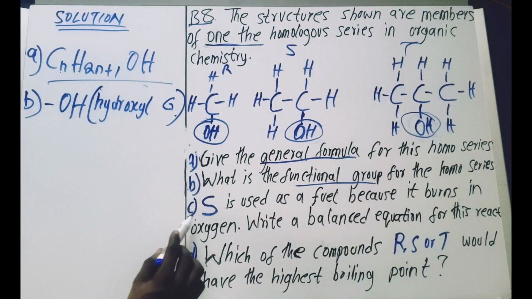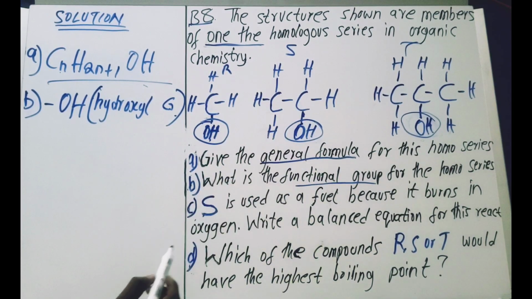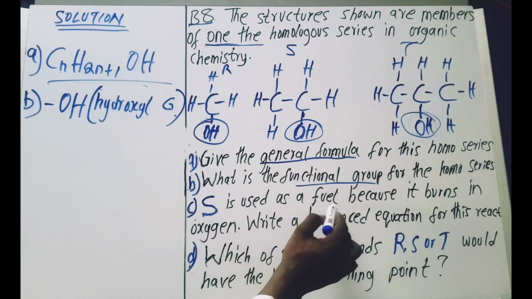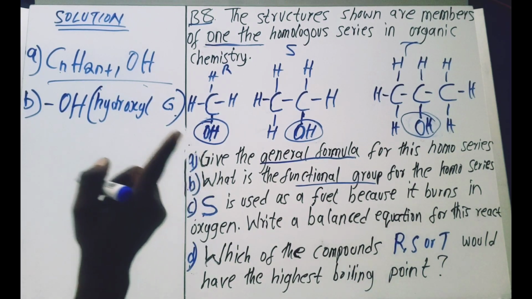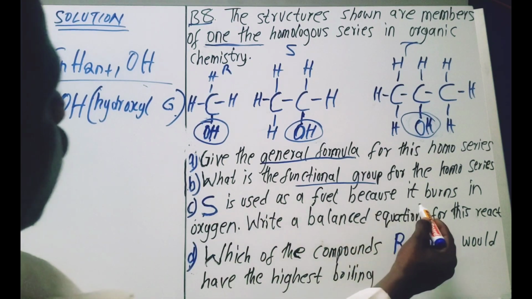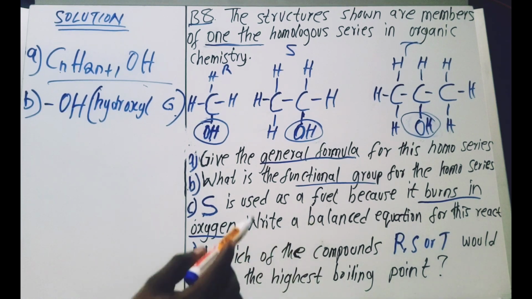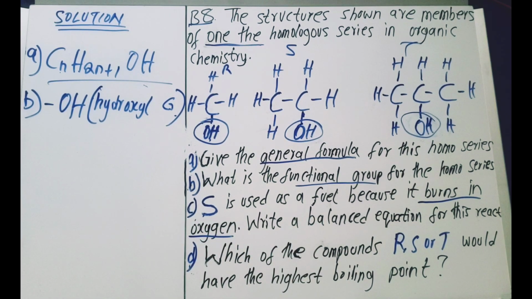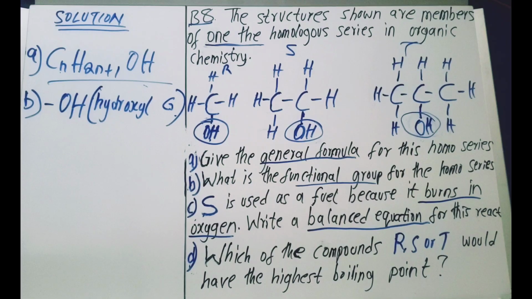So according to this question C, it says S, which is this one here in the middle, is used as a fuel. Okay, they use S as a fuel because it burns in oxygen. Why do they use it as a fuel? Because it burns in oxygen. So take note of this. It burns in what? Oxygen. Then write a balanced chemical equation for this reaction. They want us to write a balanced chemical equation for this reaction.